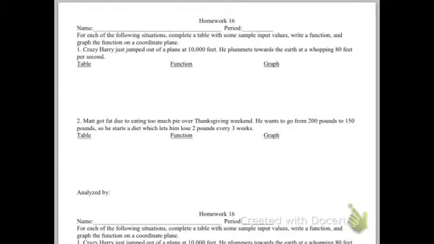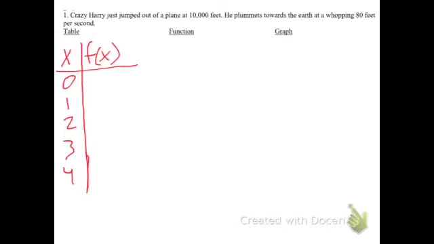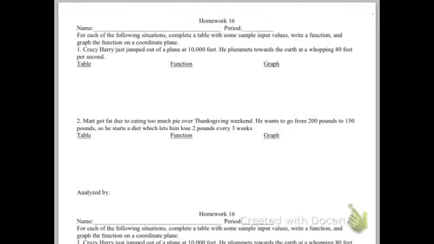Alright, ladies and gents, it's time for the solution to homework 618. It looks like this. You're supposed to, for each of the situations, complete a table with some sample input values, write a function that describes the relation between the two variables, and then graph it.